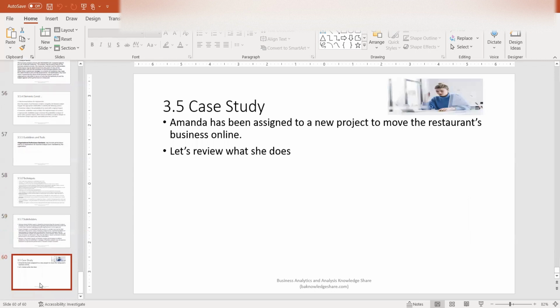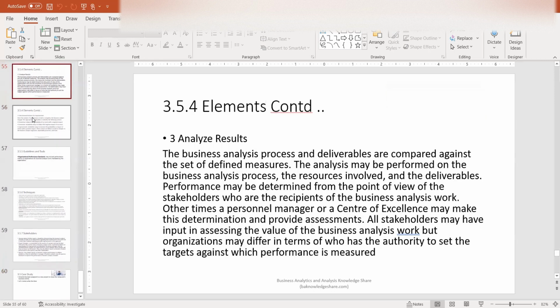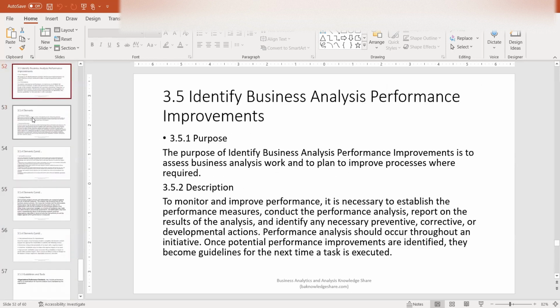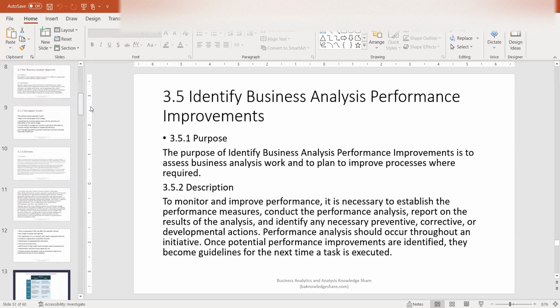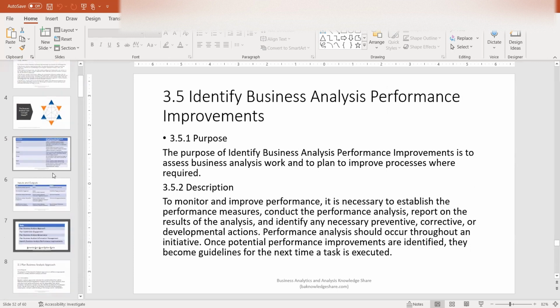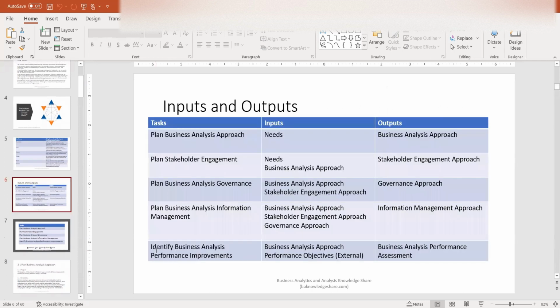Let's look at this from a case study perspective. Amanda has been assigned to a new project to move the restaurant's business online. Let's review what she basically does as part of this task. So she doesn't do the work, but her work is being analyzed in terms of performance. In order to undertake this, there needs to be certain inputs and outputs. So let's look at those.